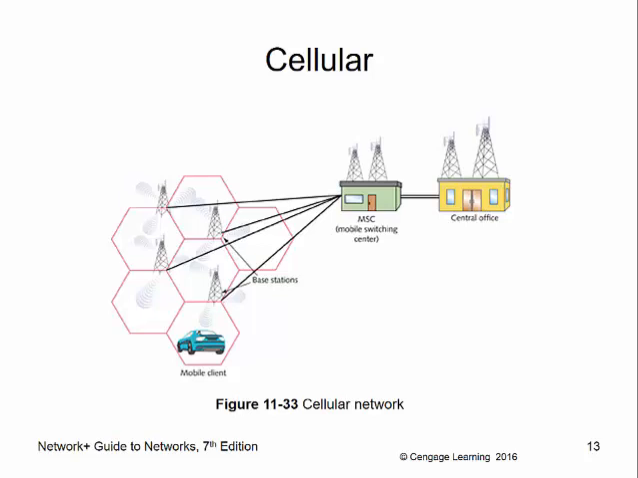The cellular network, well, it's a network. It's a wireless network. You have central offices, your signals get transmitted, and they get bounced from tower to tower to tower to tower. As long as your mobile client, aka your phone, is in range of one of the towers, you have a signal.